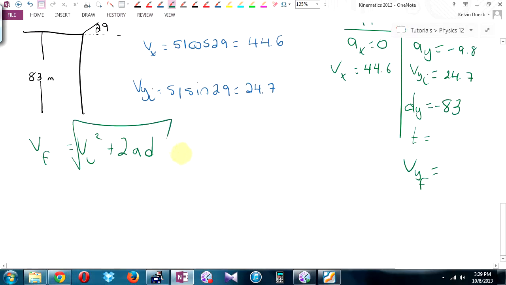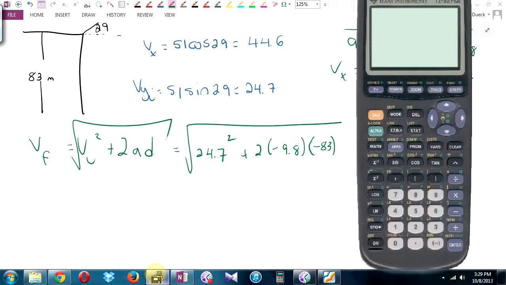I'm going to go 24.7 squared. That's a terrible 7. Come on. There we go. Plus 2, negative 9.8, negative 83. Oh, I got this number on my calculator. Squared plus 2 times negative 9.8 times negative 83. Double checked. I typed that in right. Yep. What the? Oh, square root, Mr. Dueck. Square root.